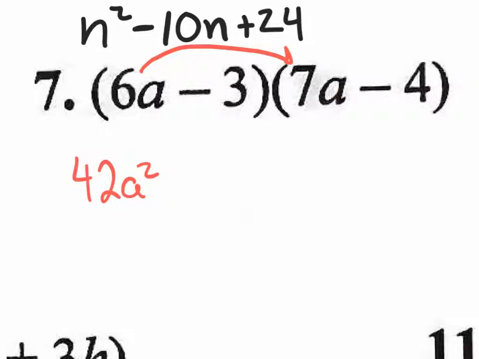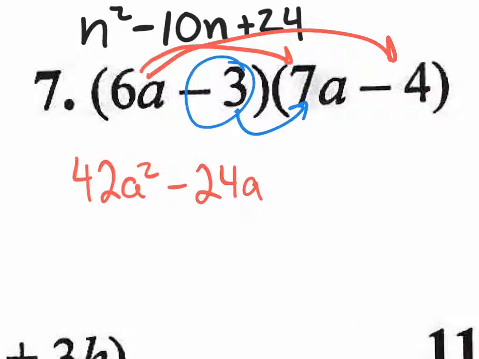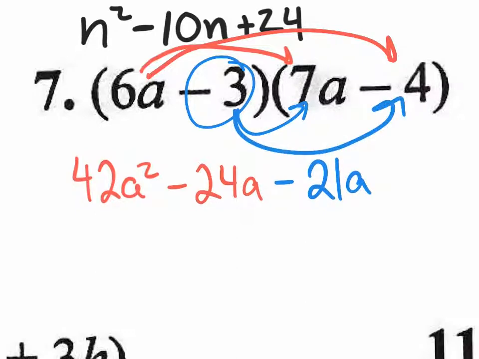Let's move on to distributing the 6a over here to the negative 4. So 6a times negative 4? Negative 24 with an a. And how about negative 3 times 7a? Negative 21a. And how about negative 3 times negative 4? Positive 12. And again, I'm not stacking them up because I only have 4 terms.